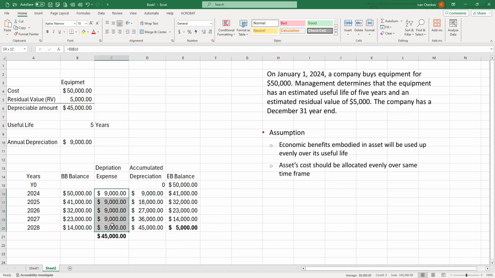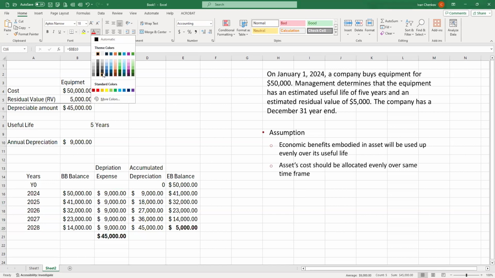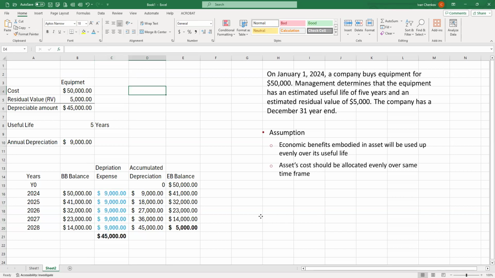What's interesting with the straight line method? Every year we're depreciating exactly the same amount, year over year. And we're not changing that amount. So let's use this example and let's see what's the other method.